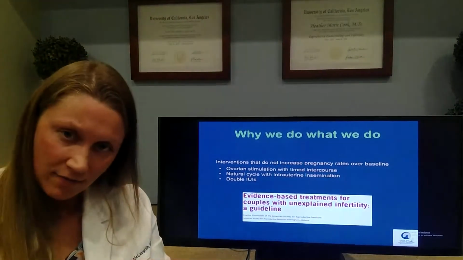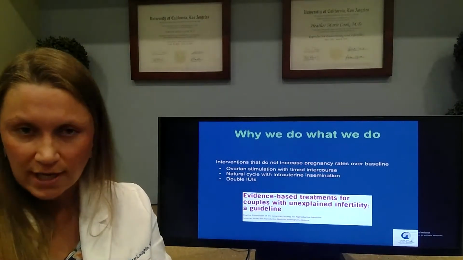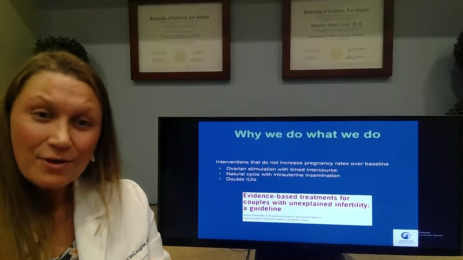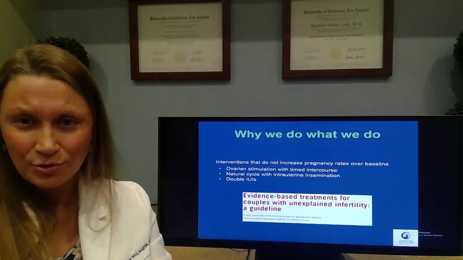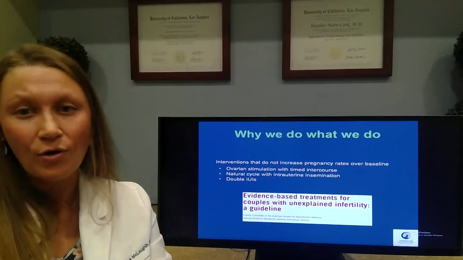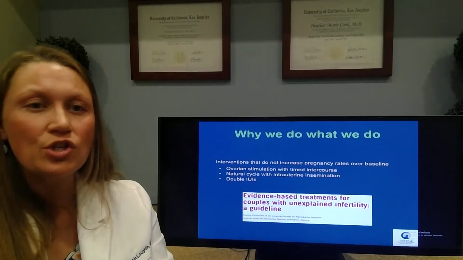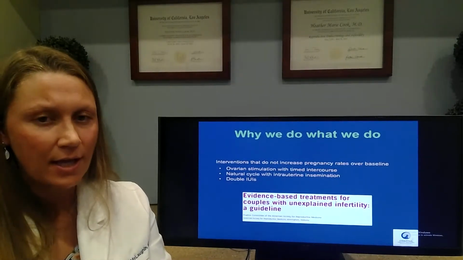If I just gave you medicine to stimulate your ovaries and you had timed intercourse at home, we know that really doesn't increase pregnancy rates. On the other side, if we said, well, let's just allow a natural cycle, you're naturally going to form one follicle, but let's pair it with an IUI, just doing half of it does not improve pregnancy rates over baseline.